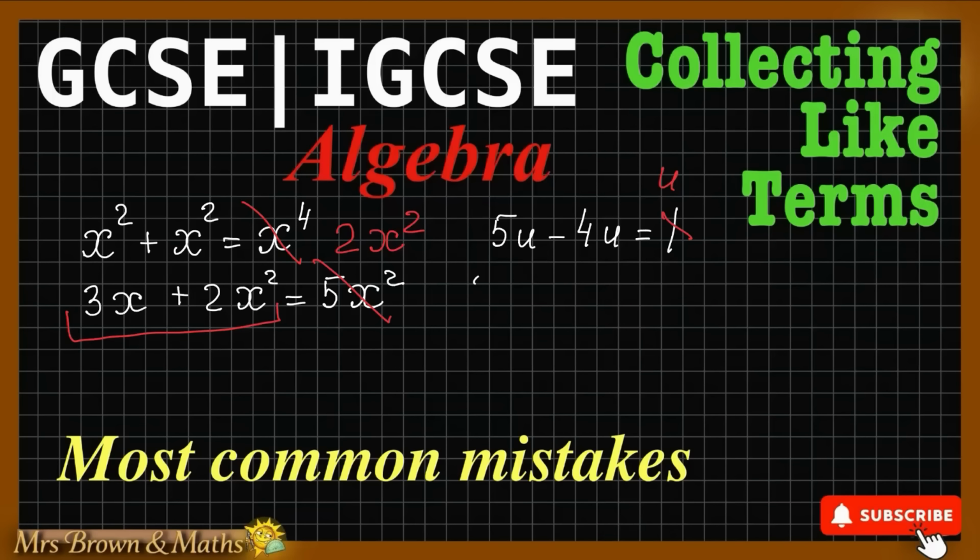Next common mistake. 2m plus m is 3m. That's right. Plus 3 minus 3 is 0. But you're not writing it down. The final answer is just 3m.